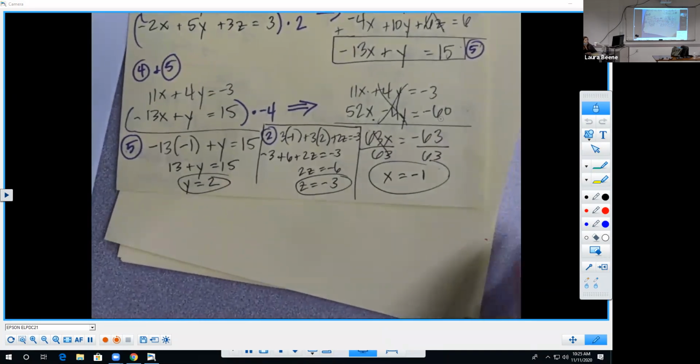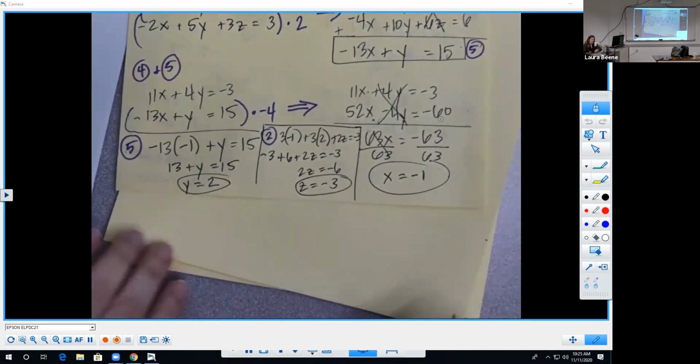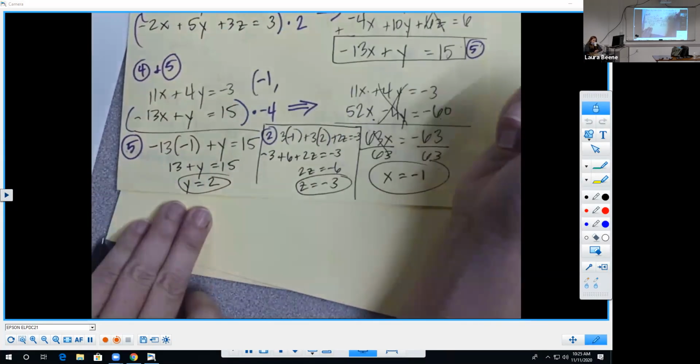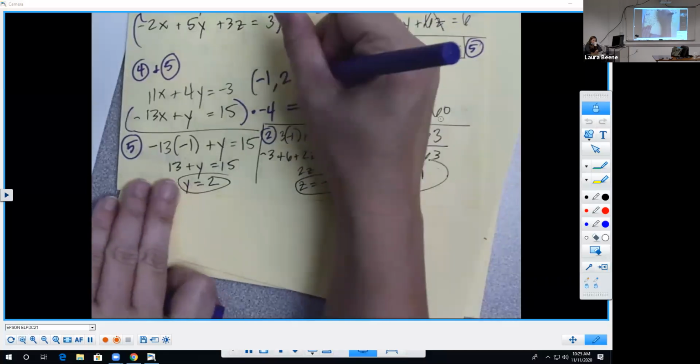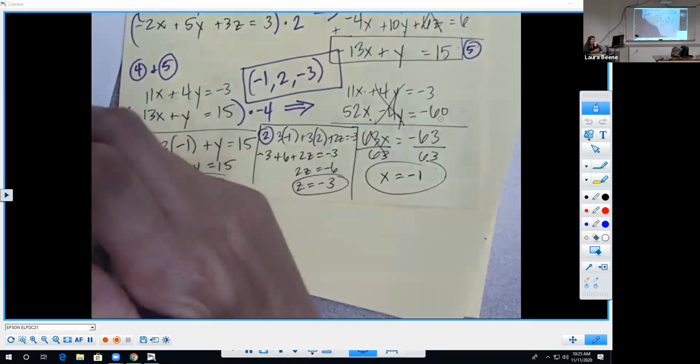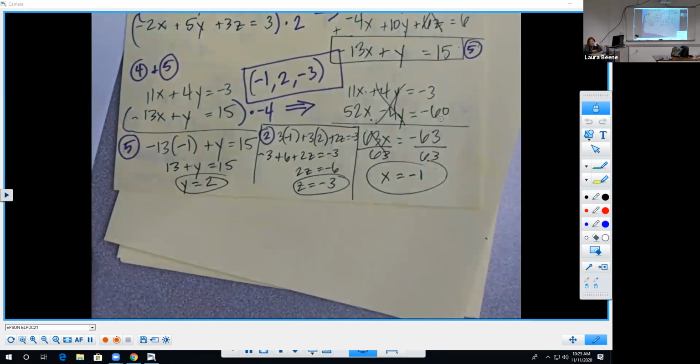Write your answers in ordered pair, x, y, z. So my answer is -1 is the x value, the y value is 2, the z value is -3. And that's your answer.